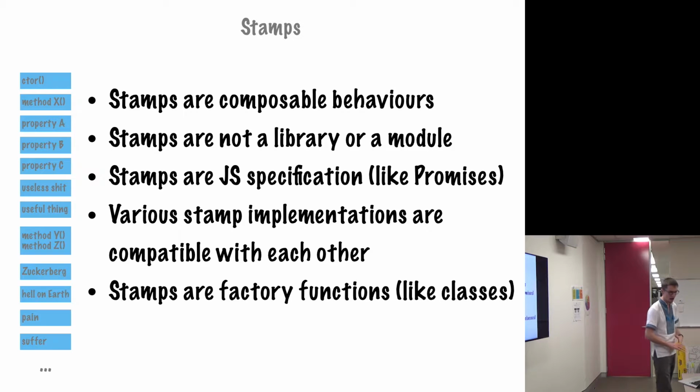And stamps are factory functions. You probably know that classes are factory functions, actually a set of factory functions if you have multiple constructors. So stamps are factory functions, okay? From now on, there will be plenty of JavaScript in many slides further. And I assume you at least know how to read JavaScript. You don't need to write it, just read what those curly braces and angle brackets mean. That's all I need from you.